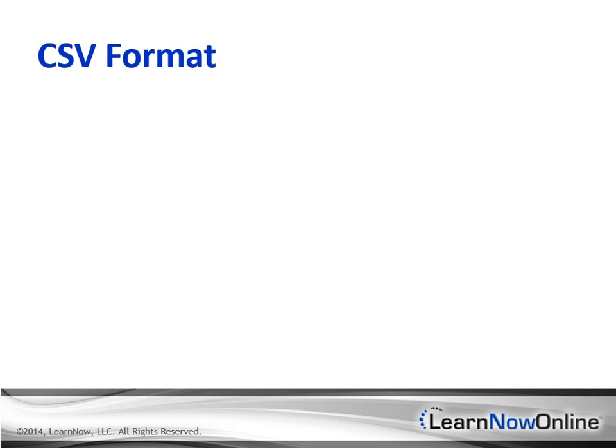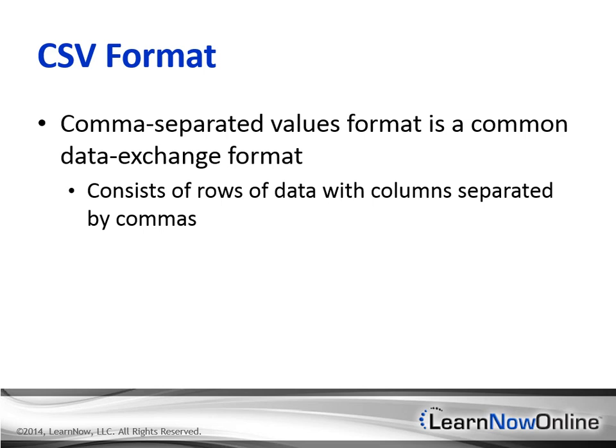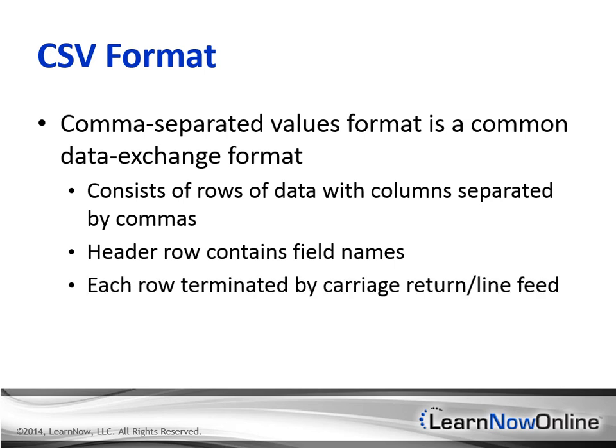All right, first format I want to talk about is CSV. The comma-separated values file format is a common data exchange format. The report data exported in this format consists of a series of rows with values separated by commas, with a header row that contains the names of the fields in the row. The header row is optional. Each header and data row is terminated with carriage return line feed characters.